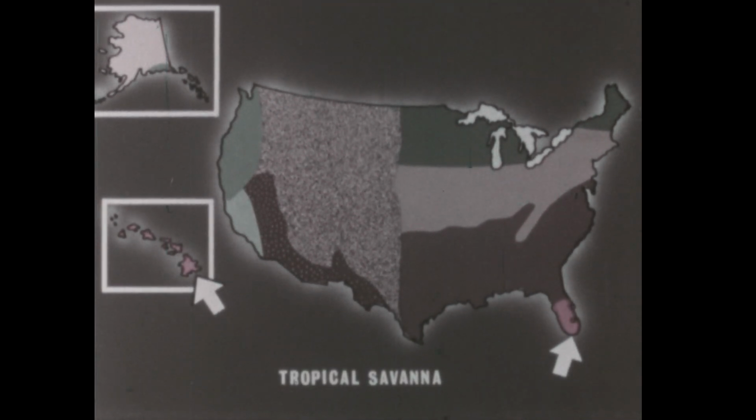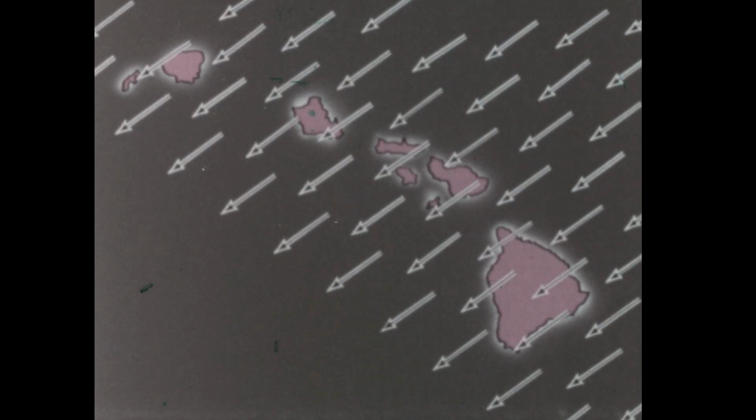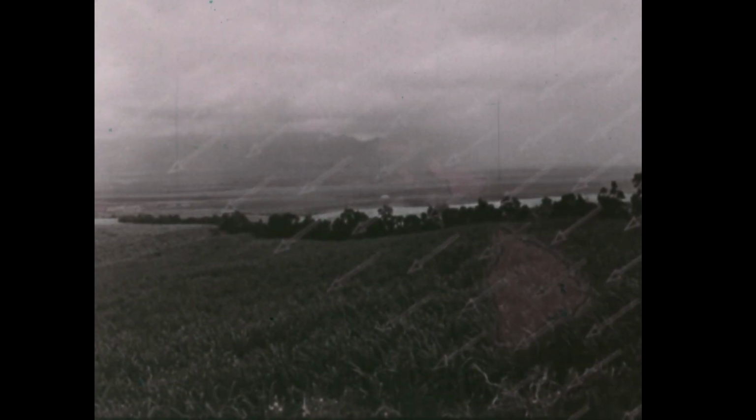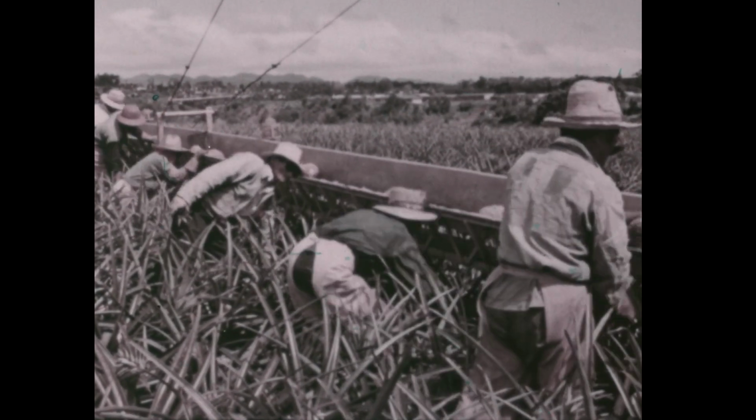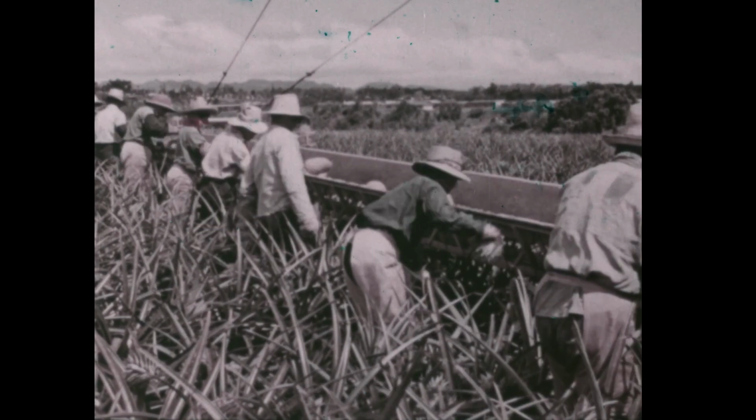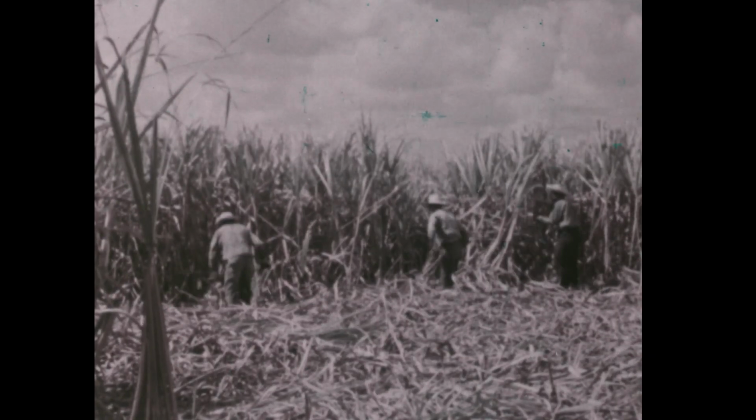The southern portion of Florida and the state of Hawaii have a tropical savanna climate. Hawaii, in the Pacific Ocean, lies directly in the path of the trade winds. These winds bring more than 100 inches of rain a year. Most of the rain falls on the eastern side of the mountains. Abundant moisture and the volcanic soil of Hawaii are ideal for growing pineapples and sugar cane.